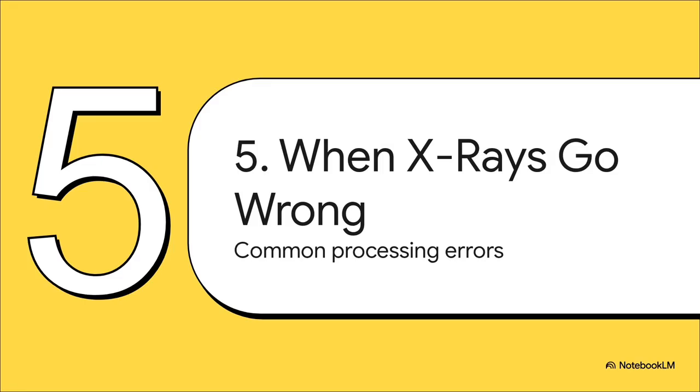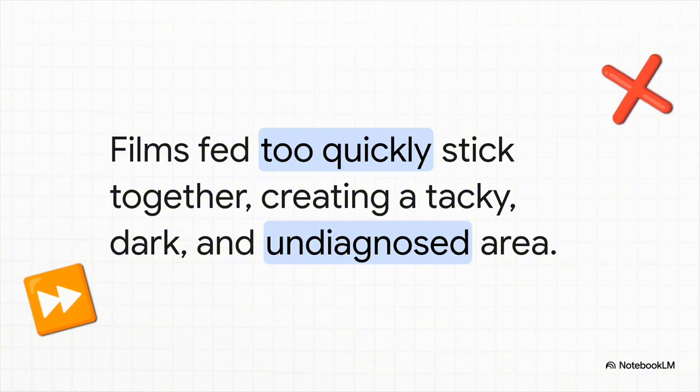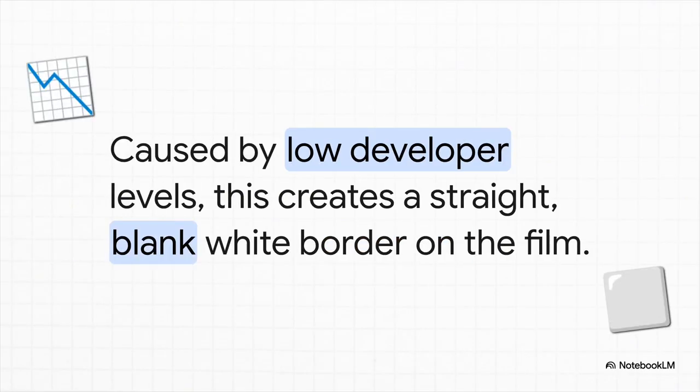This whole process is the science, and precision is absolutely everything. When you miss a step or get something wrong, the errors can be pretty obvious. Let's take a look at a few common mistakes to see just how crucial every single step really is. Okay, first up is a classic operator error. If you feed films into the processor too fast, they can literally stick together. Where they overlap, the chemicals just can't do their job, leaving an unreadable dark splotch. And that means a whole section of teeth goes undiagnosed, often requiring a retake and more radiation exposure for the patient.